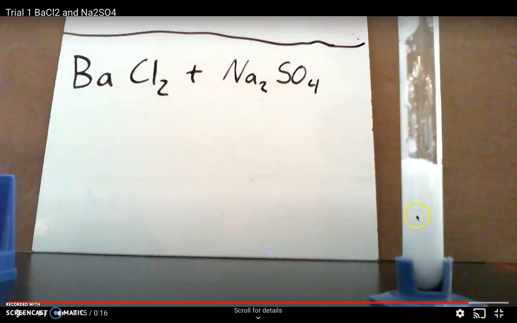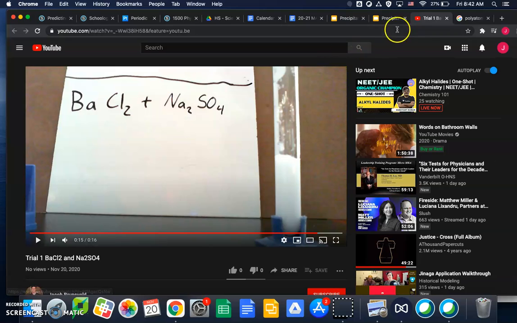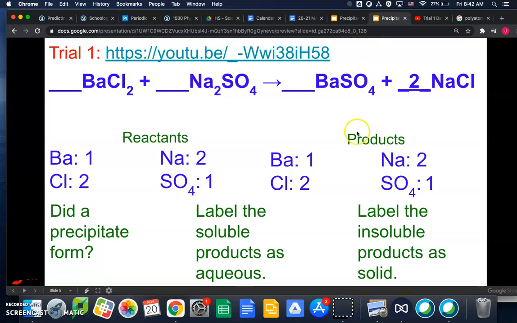So we've got this cloudy mixture. Now the clouds in here are actually solids. There's a solid forming in here. And we're going to try to figure out which one of the products of this reaction is the solid. So what we're going to do then is we're going to say yes, a precipitate formed, and again that's because of the clouds in there.